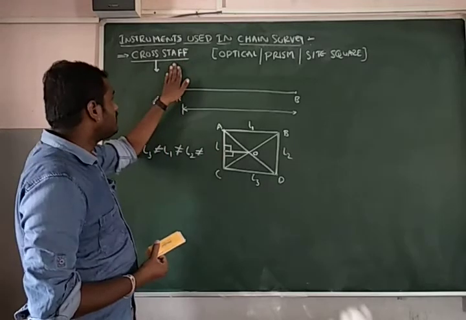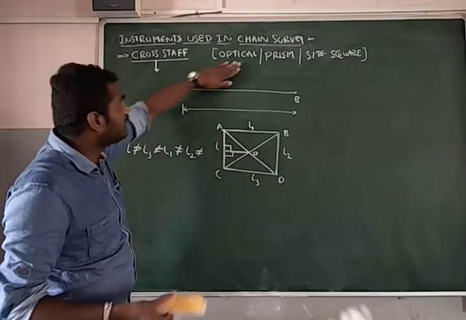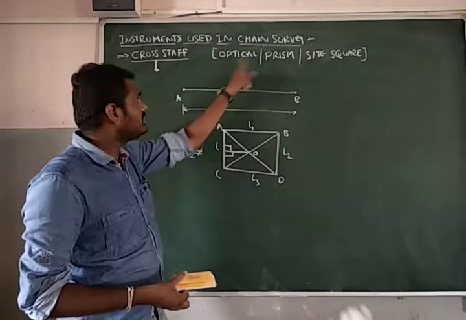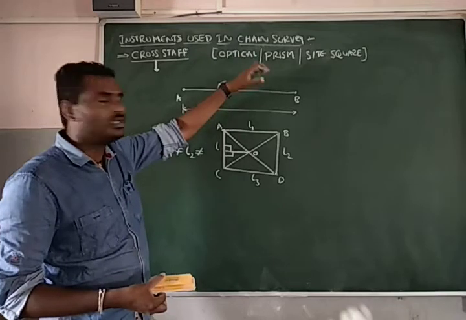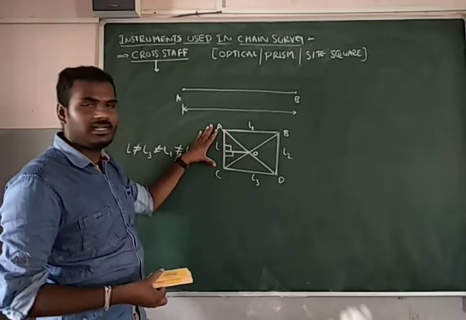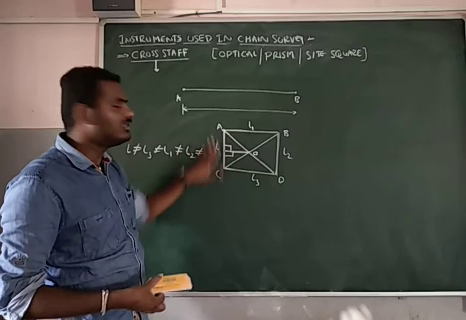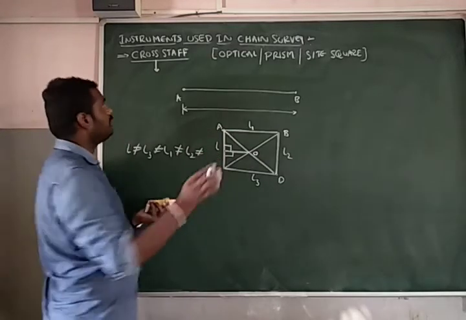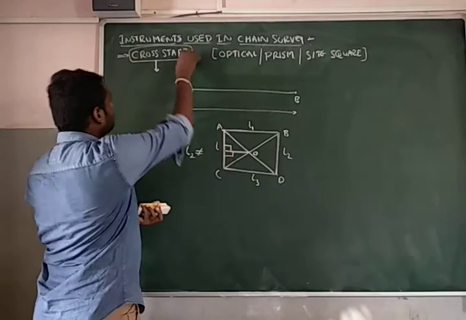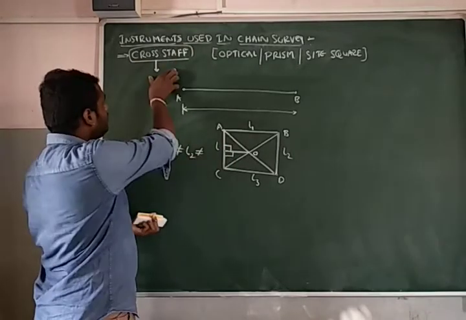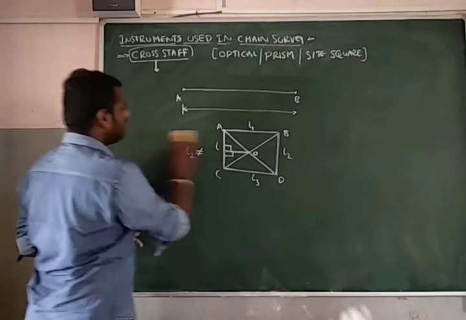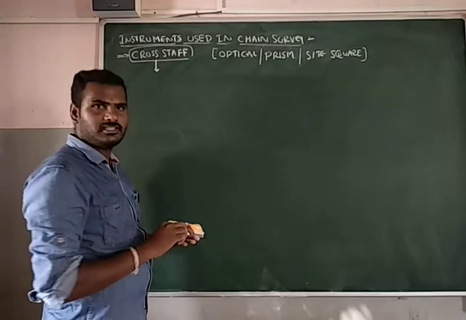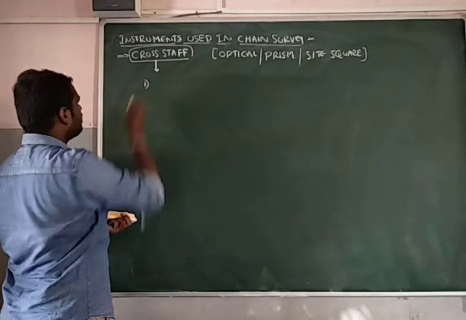Not only this equipment, you can also use other equipment like the optical square, prism square, and side square. These three have their individual roles to erect a perpendicular from a baseline or from a simple survey line, a straight line. But in most cases, surveyors use the cross staff. That is why we are going to discuss the cross staff. Now I will tell you the dimensions of the cross staff, how it would be, and what the classifications are.